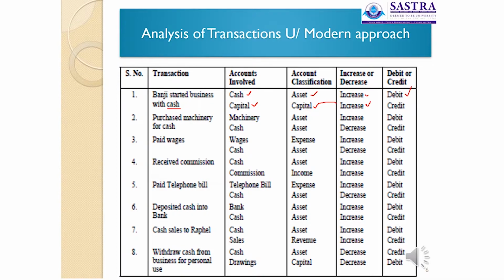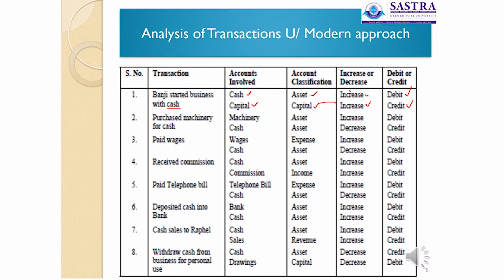So Banji started business with cash. Here what are the accounts involved? Cash account and another one is capital account. On the basis of account classification, cash is relating to asset, capital is also capital. Asset will increase, capital is also increase. So if asset increase, it is to be debited. If capital increase, it is to be credited.